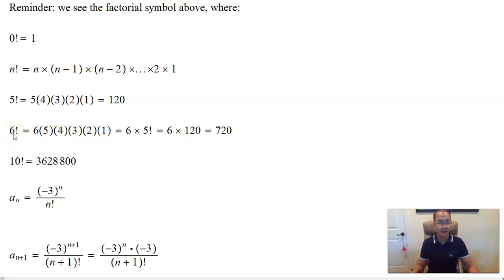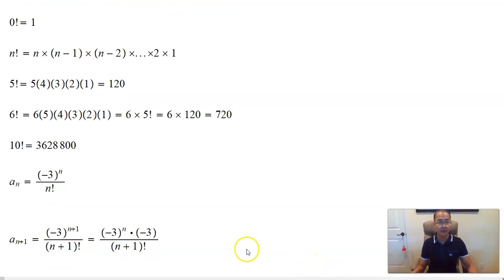If you have 6 factorial, you can write it as 6 times 5 factorial. So in general, if you want n plus 1 factorial, then you can write this as n plus 1 multiplied by n factorial.